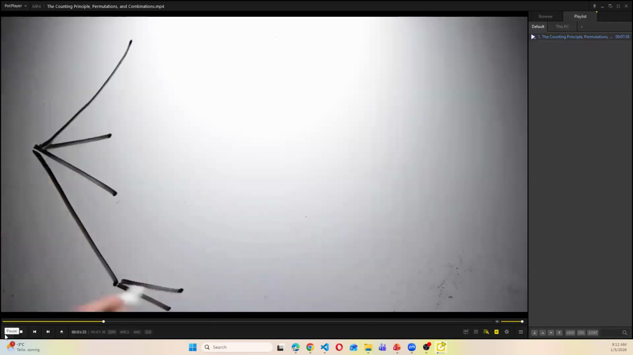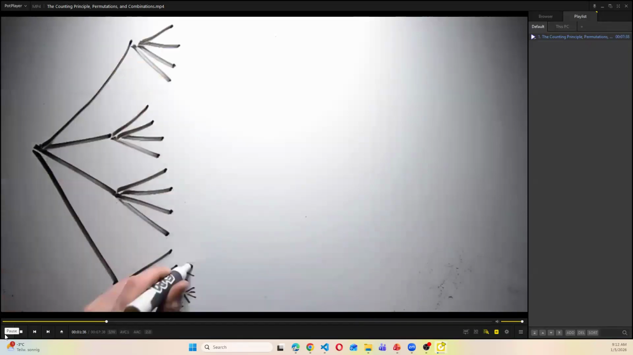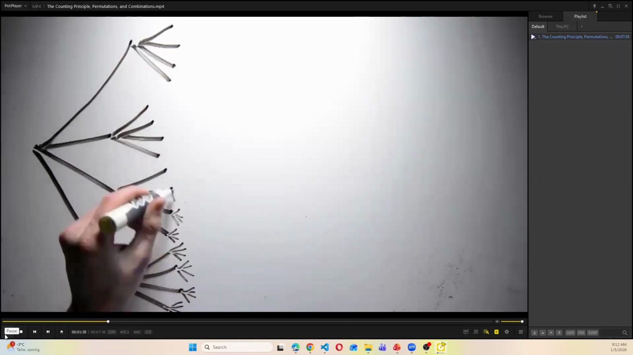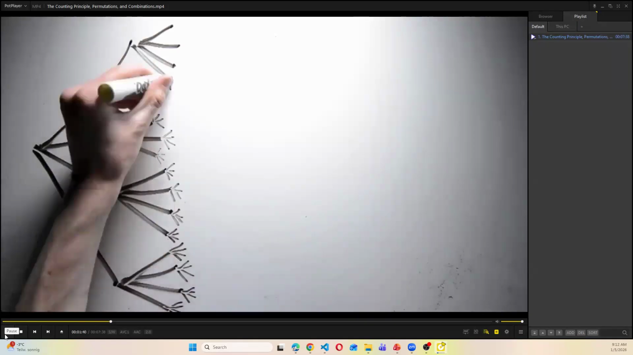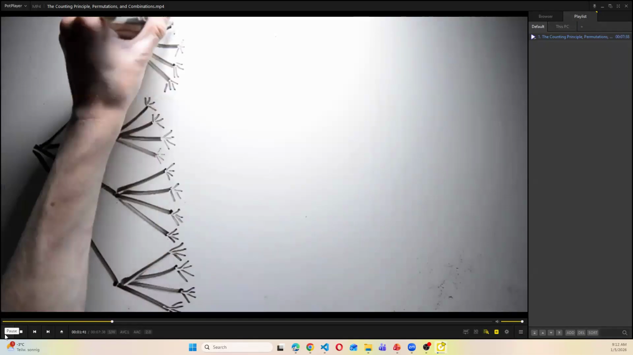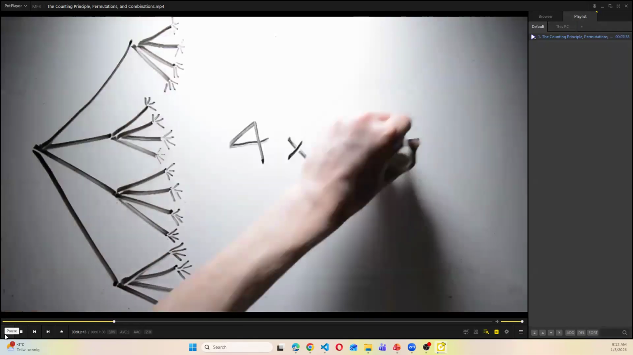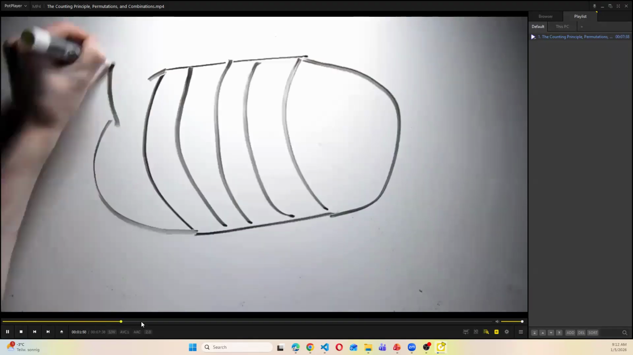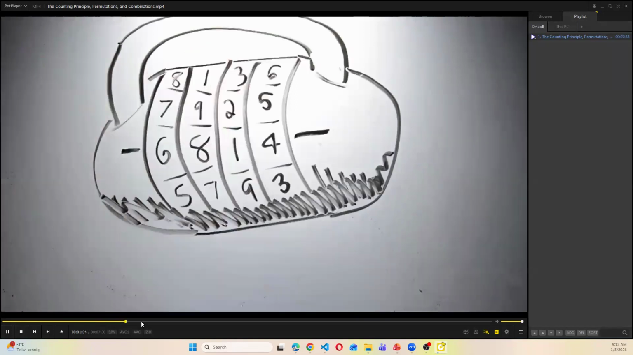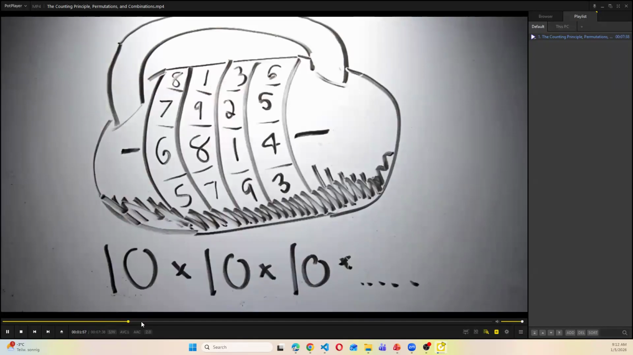What if I had, for example, 4 shirts, 4 pants, 4 shoes, and so on? Well, by using the counting principle, we know that I'll have 4 times 4 times 4 and so on different outfits to wear. Or if I have a lock, which has different slots, and in each slot I can choose one of 10 numbers, then that means the total number of possible solutions is 10 times 10 times 10 and so on, depending on the number of slots.